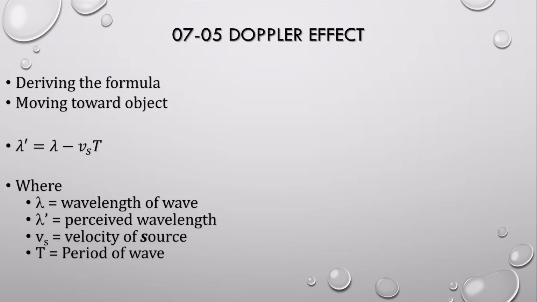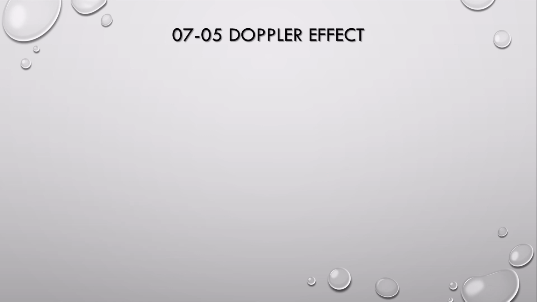Alright, so let's come up with our formula. If we're moving towards an object, our perceived wavelength is the wavelength of the wave minus the velocity of the source times the time of the waves. So it's where they were plus how far or minus how far the wave moved. And that gives you where your second wave is.